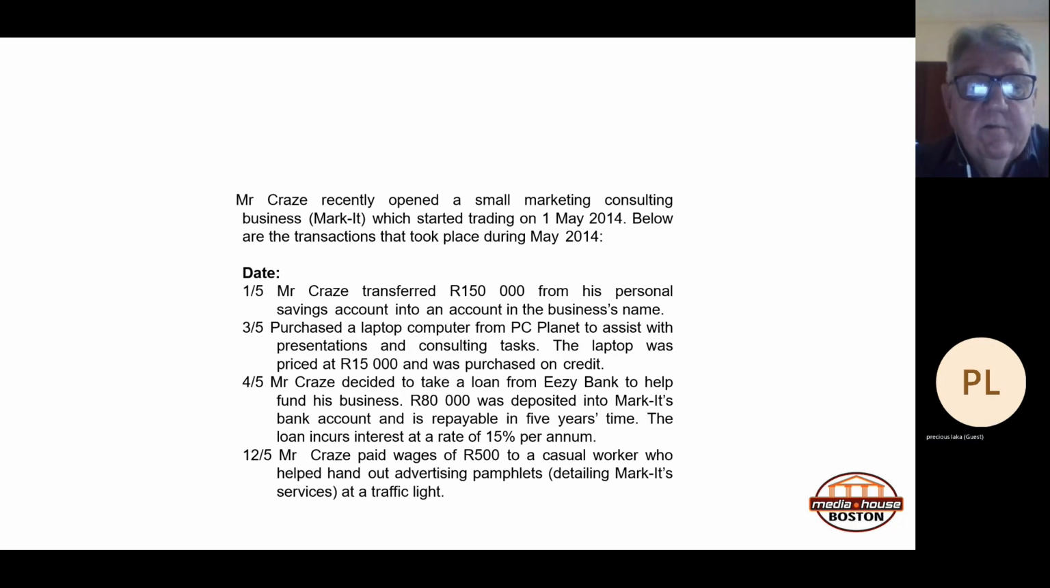Mr. Craze took a loan from Easy Bank to help fund his business. An 80,000 rand deposit was deposited into the company's bank account, and we need to repay it in 5 years' time. The loan incurs interest at the rate of 15% per annum. So what is the transaction? If you had to analyze it, what happened here? 80,000 was deposited into the bank account and is repayable within 5 years' time. The loan incurs interest at a rate of 15% per annum. A question that I have: do we also calculate the interest per annum, or do we just focus on the 80,000?